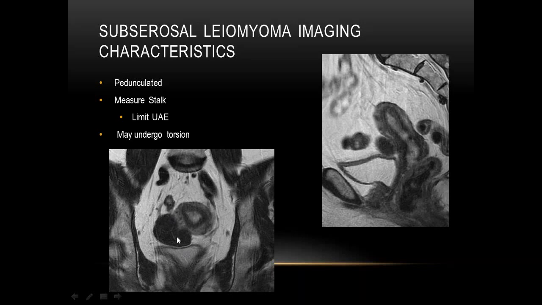length of this fibroid, the patient would still be okay to undergo a UAE, or another description is if it's greater than 2 centimeters. If not, it may undergo torsion, or it may just completely torse or necrose and be free within the pelvic cavity and pose many problems for the patient.